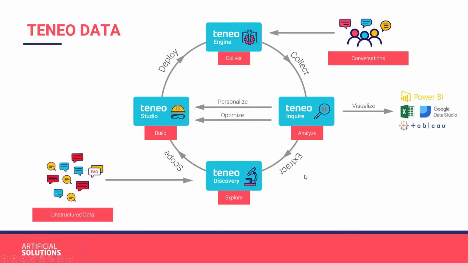Queries sent to Teneo Inquire are built using our Teneo Query Language, or TQL. With the Teneo Query Language, you can access and funnel all that conversational data into your BI tools, allowing you to create custom metrics, KPIs, and basically to meet any reporting requirements you may have. The same Teneo Inquire API allows for raw data extraction.